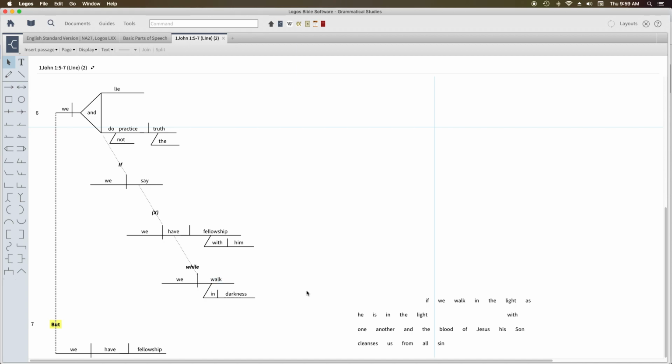Now, I would say that, in my opinion, it is a compound, because there's two aspects to that. It's not two separate things. We have fellowship, and then on top of that, the blood of Jesus cleanses us. It's the fact that if the blood of Jesus cleanses us, we're going to have fellowship. And so I'm just trying to use a little bit of logic and connect these together. So I would say this is compound.